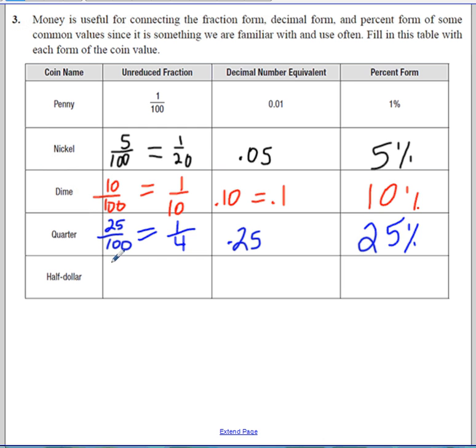And then our half dollar is worth 50 cents, as we know, so 50 out of 100. Or as the name suggests, it is 1/2 as a reduced fraction. So just like our dime, we can write it as 0.50, or drop a 0 and make it 0.5. And that gives us 50% of $1.